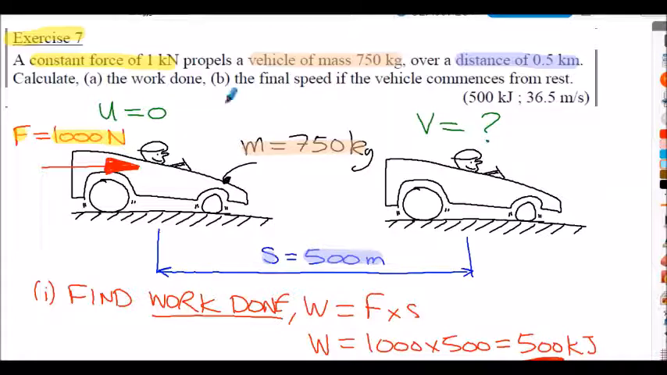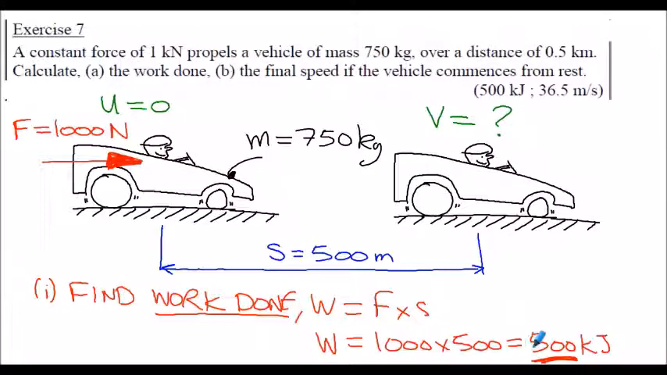So first of all, we need to calculate part A, the work done. So work done is simply the force multiplied by the distance. Don't forget, we're assuming the force of 1000 newtons is constantly applied over the distance of 500 meters. So force times distance, that's 1000 newtons times 500 meters. So 500 kilojoules is the total work done.